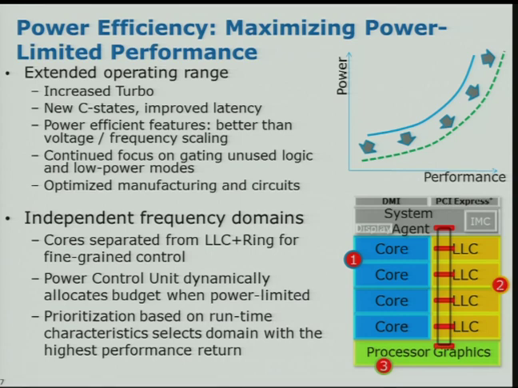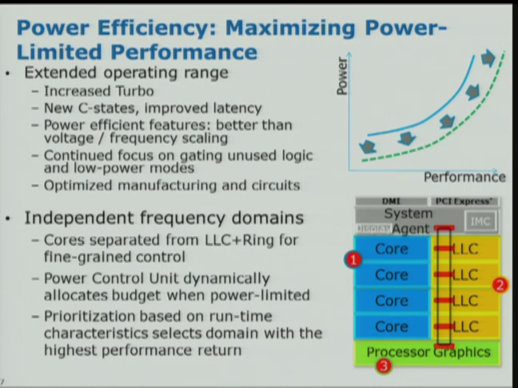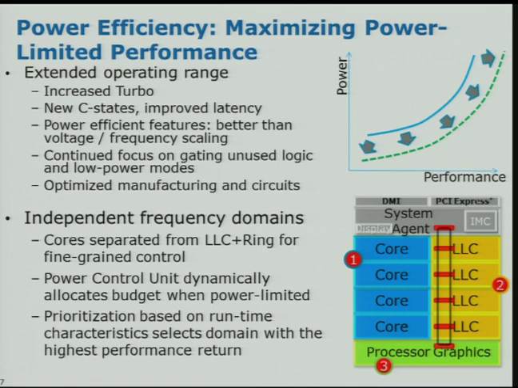So we increase the turbo up in the right-hand corner of that graph. We increase the turbo range so you can get more burst performance. We improve and add new C-states for more efficient power. We improve the latency, because the quicker you can go in and out of C-states, the more aggressively you can go to lower C-states that save power. We continue doing a lot of focus on power gating and clock gating, so everything that isn't used is turned off very aggressively.